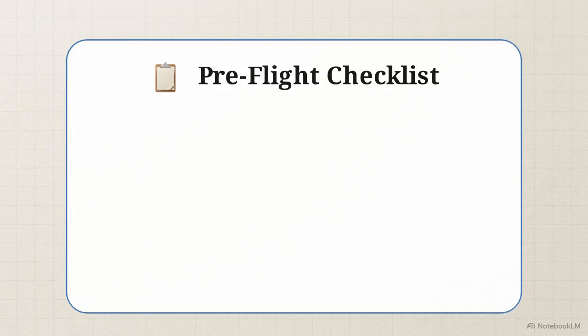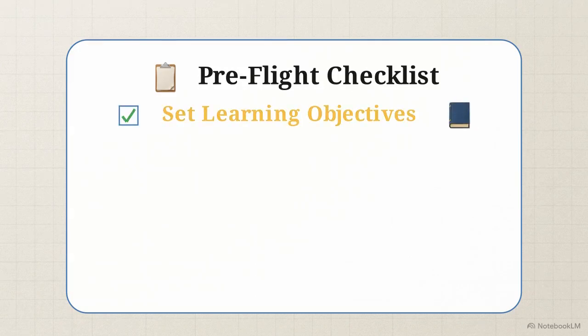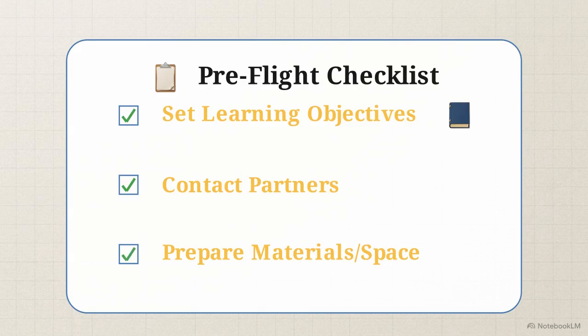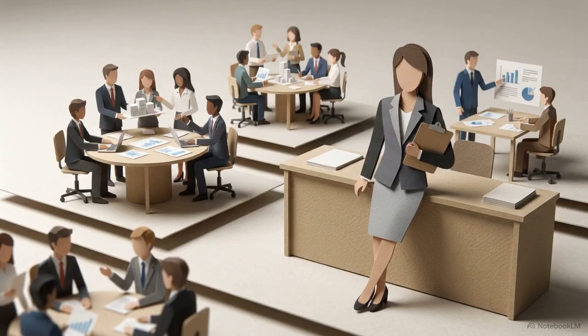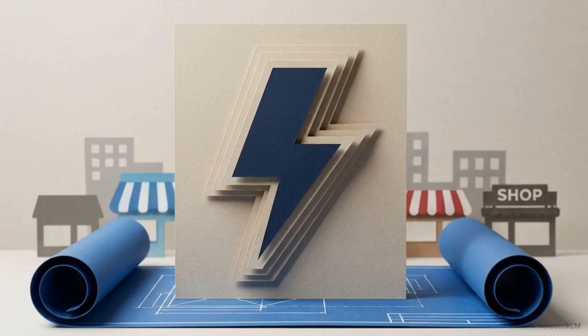To keep this organized, use a pre-flight checklist. The first mandatory item is setting your core learning objectives. The second is contacting and fully briefing your community partner. And the final item is preparing your physical materials and the classroom space. Completing this setup is how you transition from being an active lecturer to a guiding facilitator once the event actually starts. Now you are ready for step 4, execution.